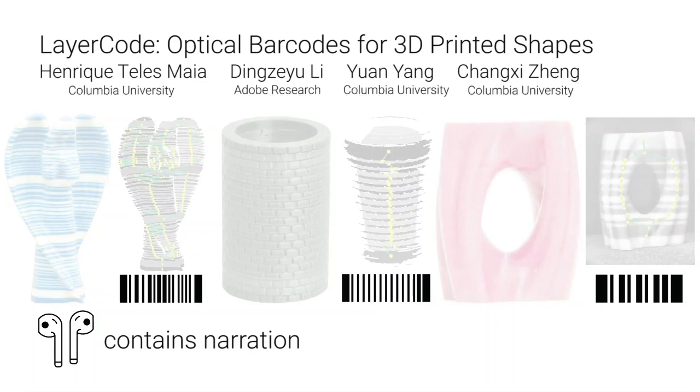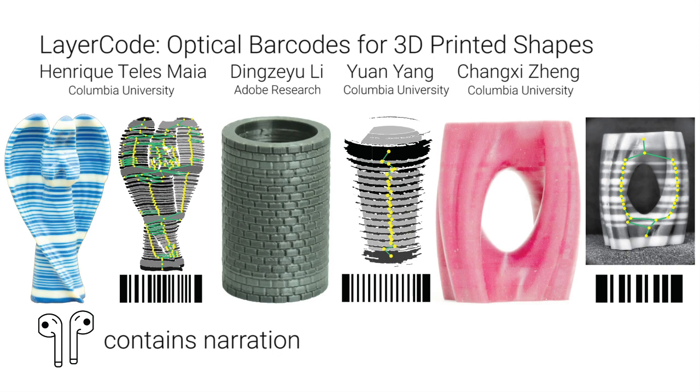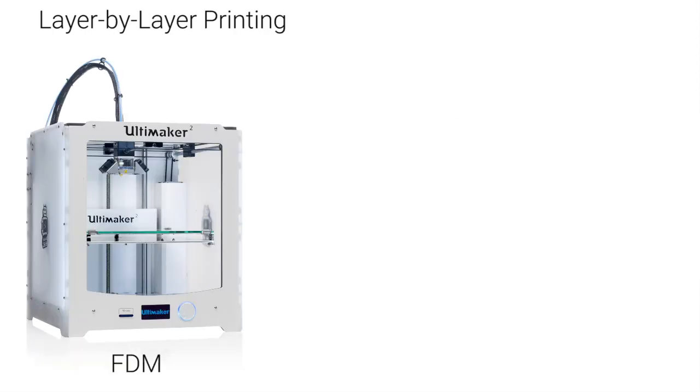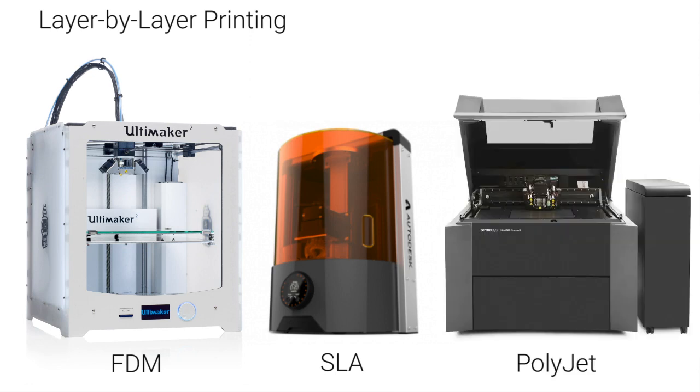Optical barcodes have become an indispensable minutia in today's digital era. In this work, we rethink barcodes in the context of additive manufacturing and 3D printing. All 3D printers print layer by layer. However, no existing physical tagging method utilizes this fact when embedding information. We propose LayerCode, combining the concept of barcodes with the printed layers of 3D printers.